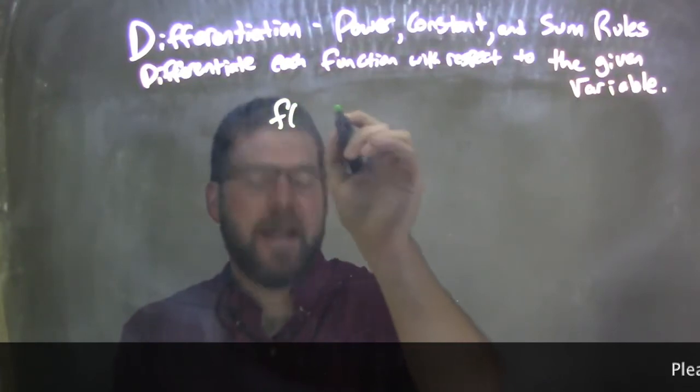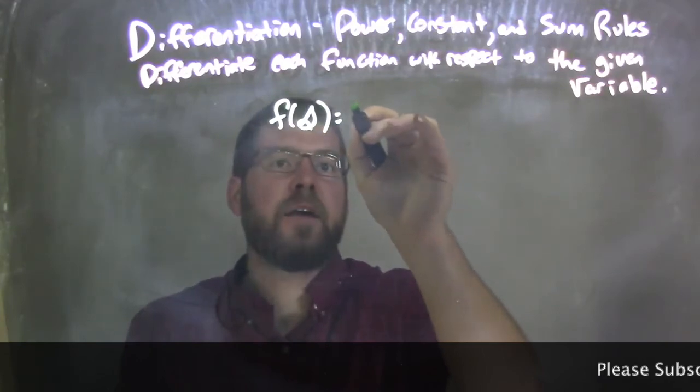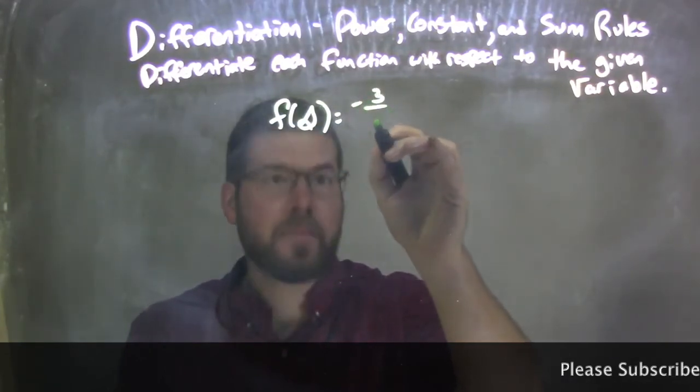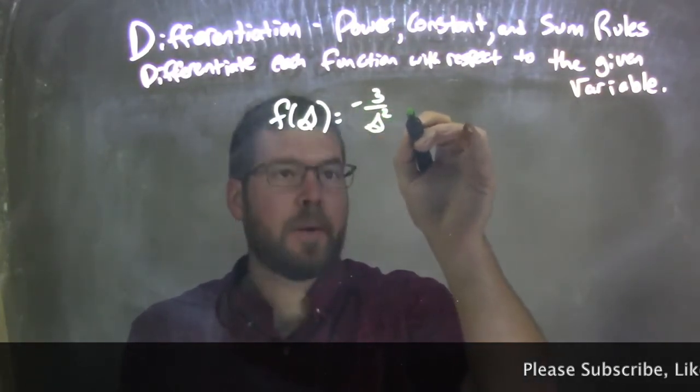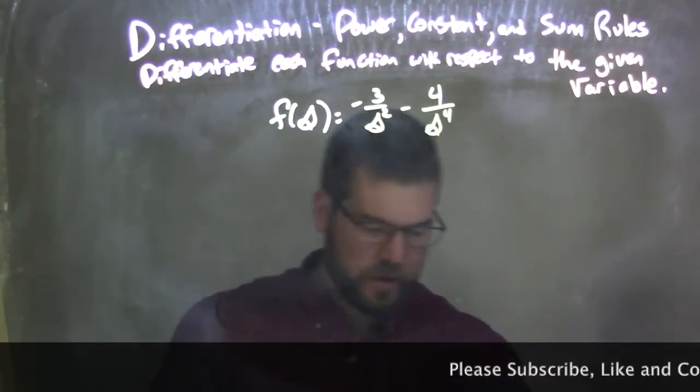f of s. And I'm going to make my s's like this, because my other s's look like 5's. Negative 3 over s squared minus 4 over s to the 4th. And don't make fun of my s's.